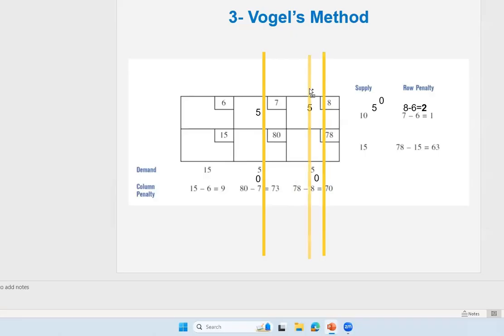This column and this row. All right, I'm left with just one cell, which is 15 and 15. So just move that value there. Problem solved.